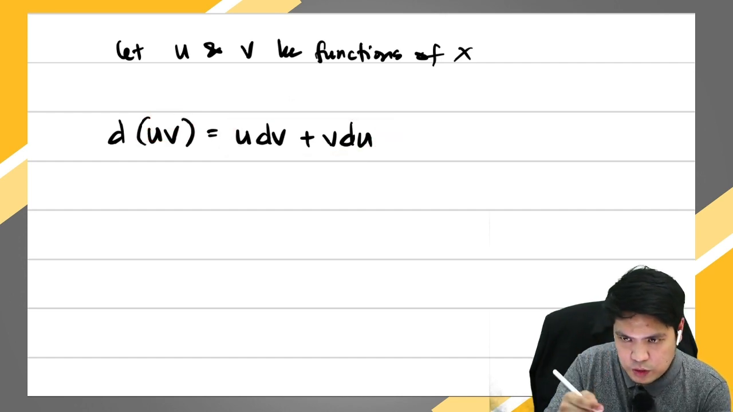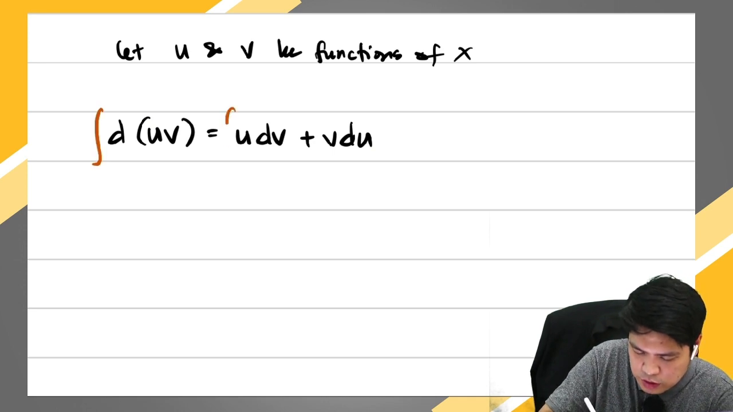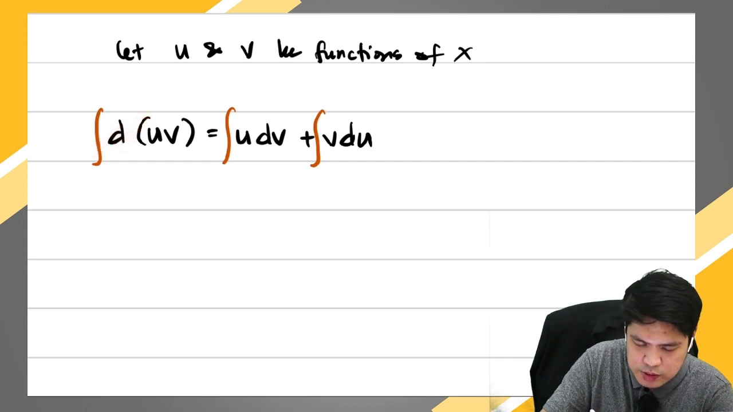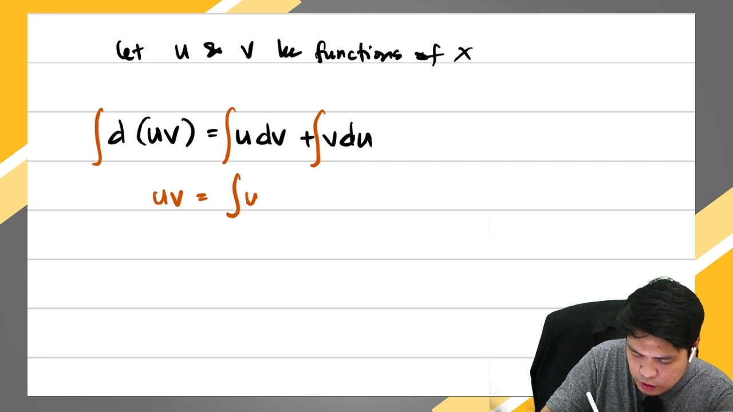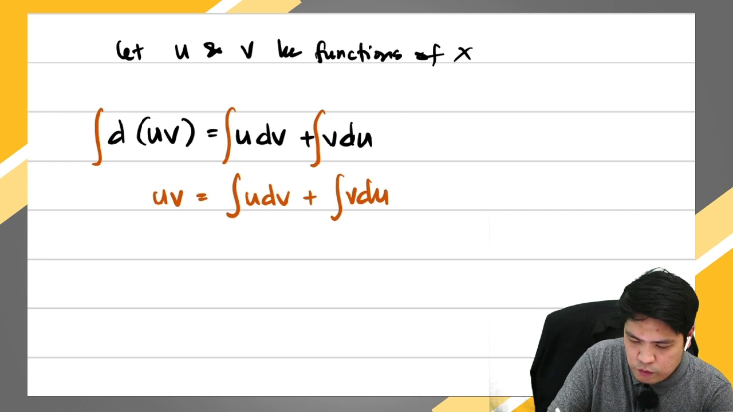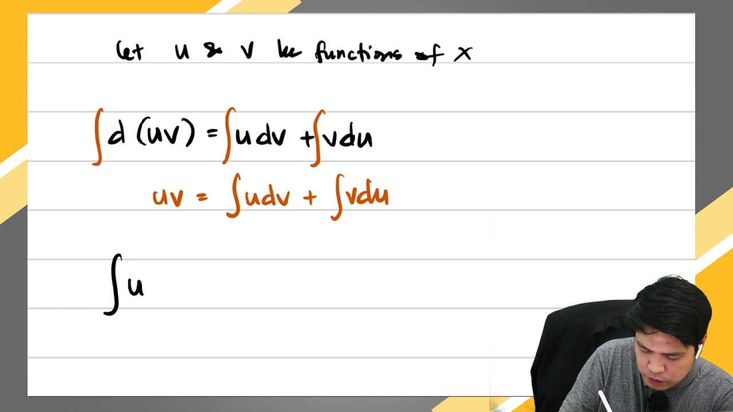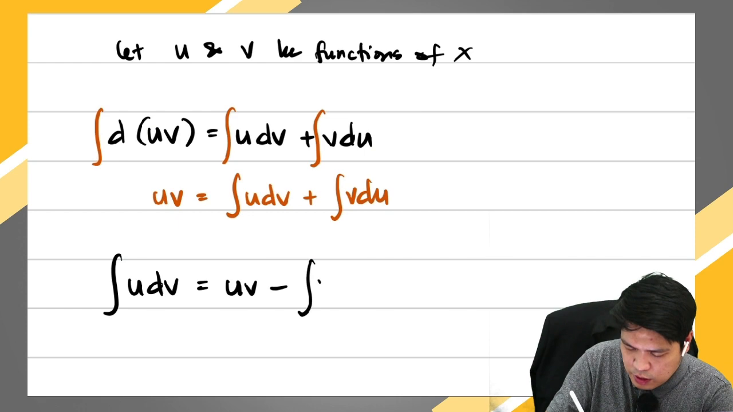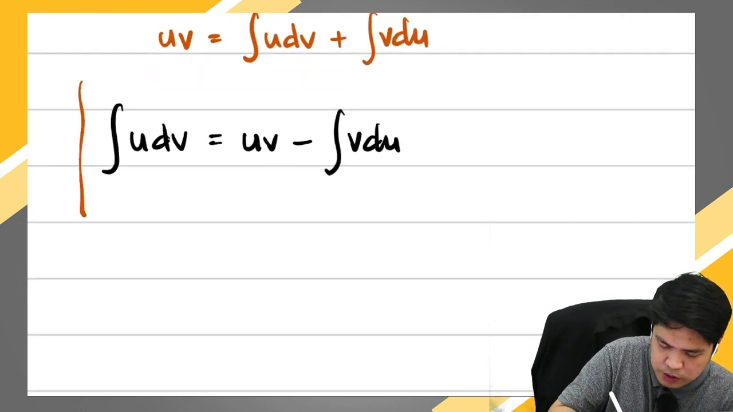Now, if we apply the antiderivative to both sides of the equation, then we'll have this. Of course, the derivative and the integral will just cancel out. Then we'll have uv equal to the integral of u dv plus the integral of v du. From here, if we rearrange this, we could say that the integral of u dv is equal to uv minus the integral of v du. So this is now the formula for integration by parts.